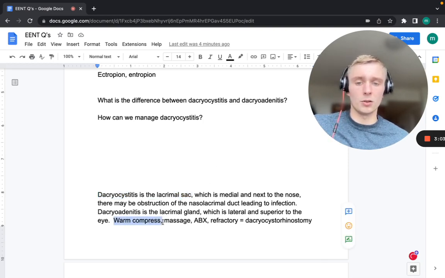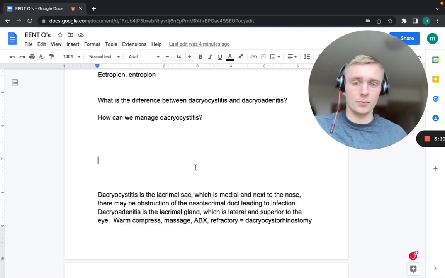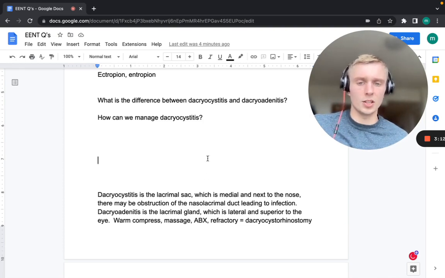Warm compresses we can do, massage we can do. So sometimes in newborns or young children, it can have a blockage, and we can just massage it and open that up. If we need antibiotics, we can use them, and if it's refractory, we can do a dacrocystorhinostomy. Dacrocystorhinostomy to completely open up that area to allow those fluids to drain out.